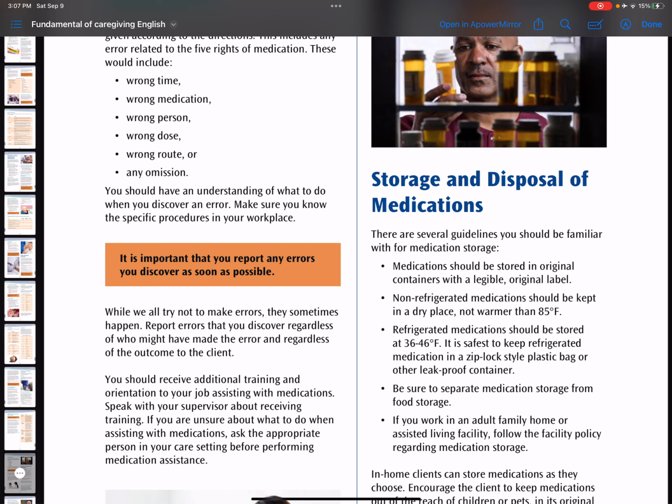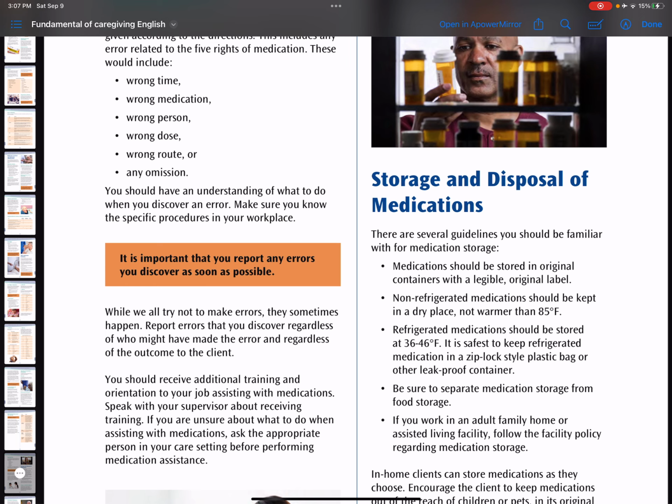That would be advisable. But when you store a controlled substance, it's the same, but a little bit different because the scheduled drugs have a high potential for abuse and must be stored securely. So you have to follow your facility's procedure for how you store those.